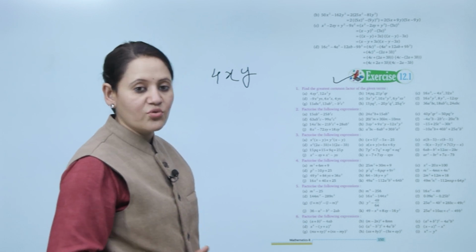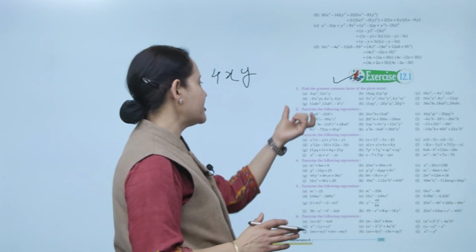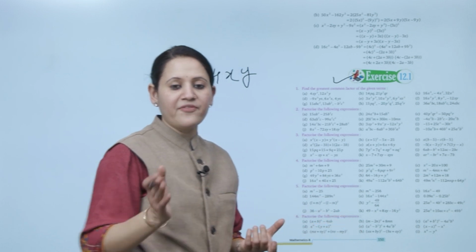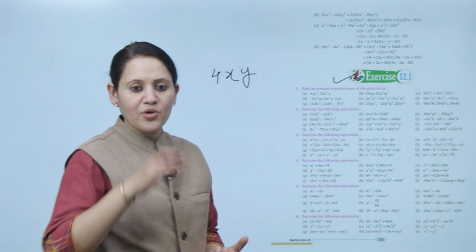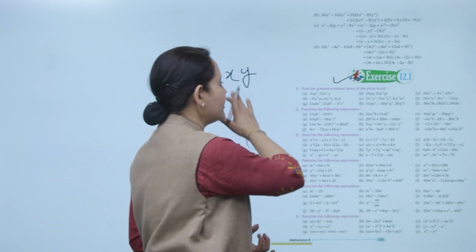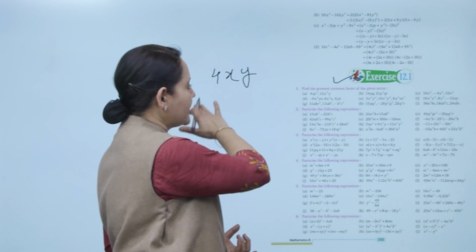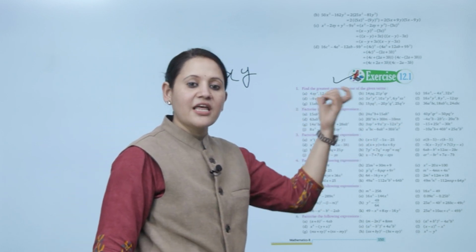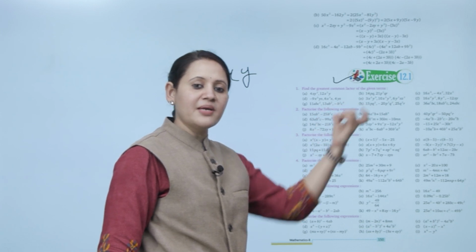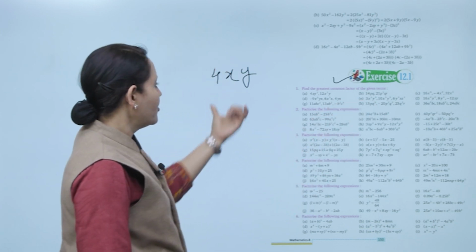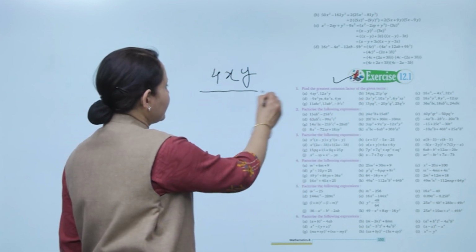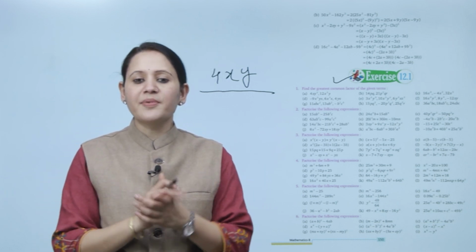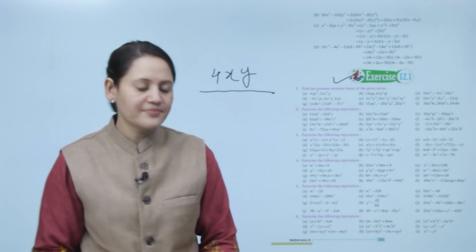So what we have to do: first we have to find the HCF of the numerical values, and for the variables, whichever has the lowest power, that is the common factor, the greatest common factor. Like here, in x and x square the lowest is x, and in y square and y it is y. So the greatest common factor is 4xy here. Understand? So you have to practice all the questions of this exercise.